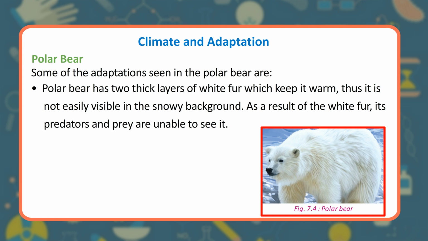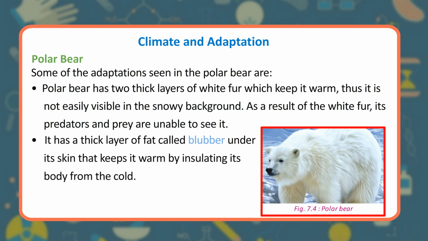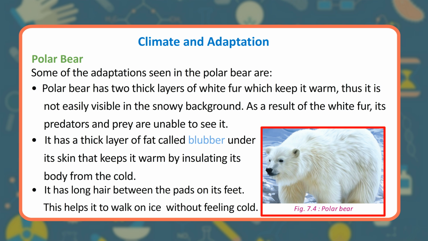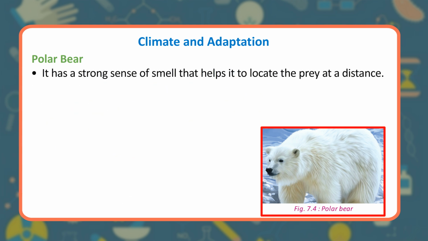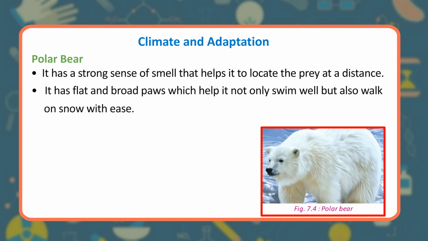As a result of the white fur, its predators and prey are unable to see it. It has a thick layer of fat called blubber under its skin that keeps it warm by insulating its body from the cold. It has long hair between the pads on its feet. This helps it to walk on ice without feeling cold. It has a strong sense of smell that helps it to locate the prey at a distance. It has flat and broad paws which help it not only swim well but also walk on snow with ease.